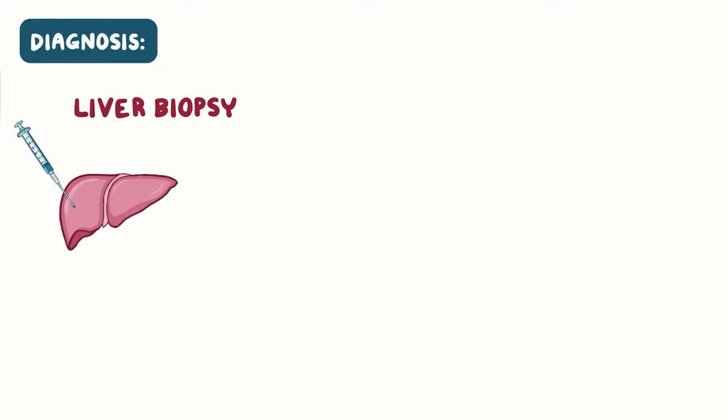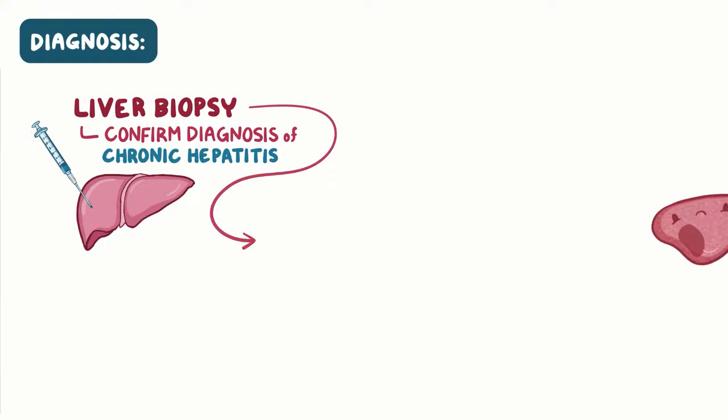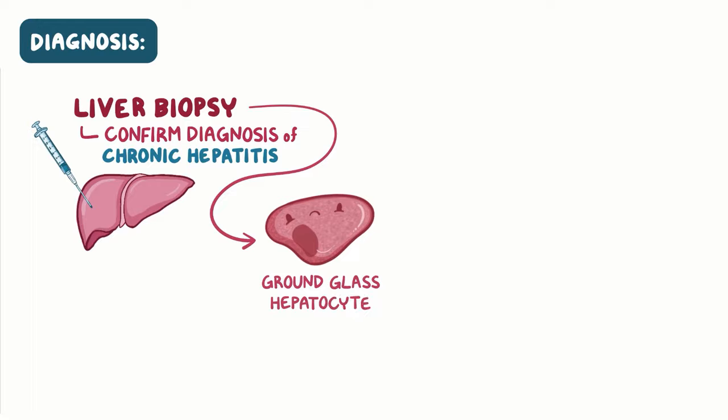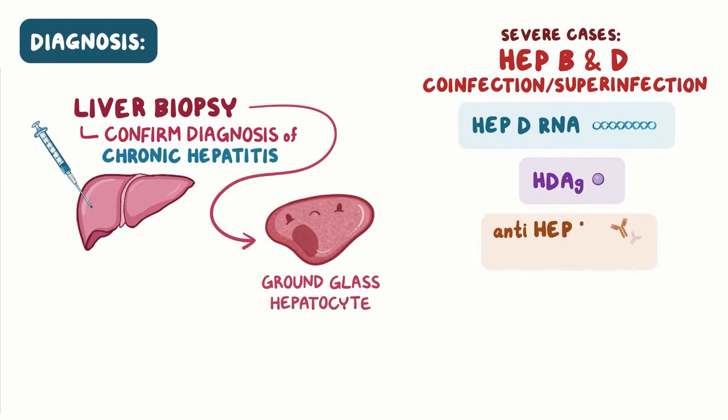A liver biopsy can be done to confirm the diagnosis of chronic hepatitis B and evaluate the damage. It usually shows hepatocytes with granular cytoplasm called ground-glass hepatocytes. In severe cases, hepatitis B and D co-infection or superinfection can be suspected. The presence of hepatitis D RNA, delta antigen, or anti-hepatitis D antibodies confirms the suspicion.